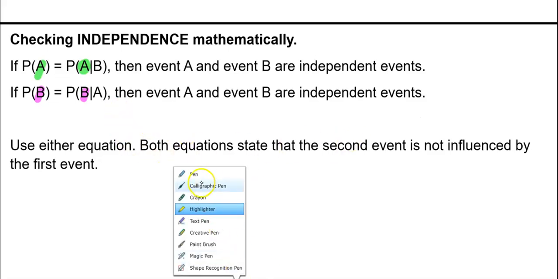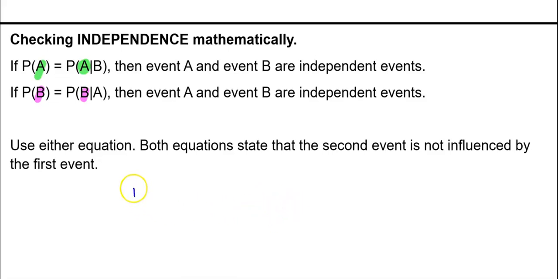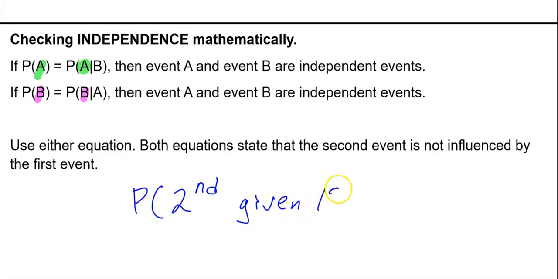Remember, when we're looking at this, it's always the probability of the second event given the first. That's how these are read: the probability of the second event given the first event has already happened.